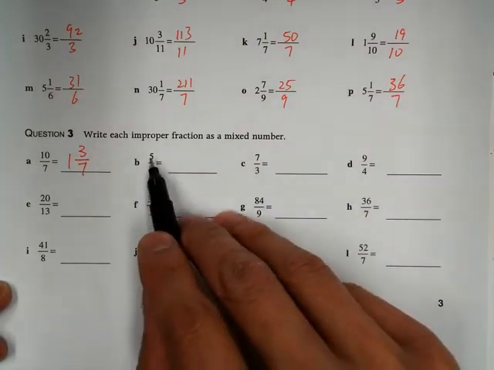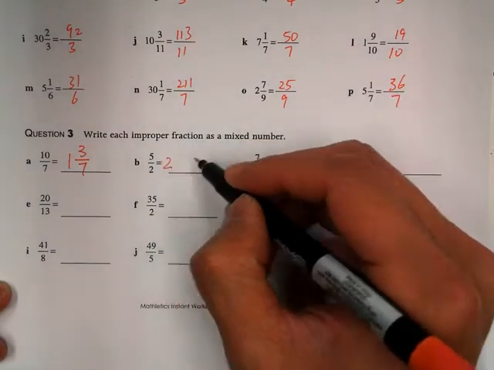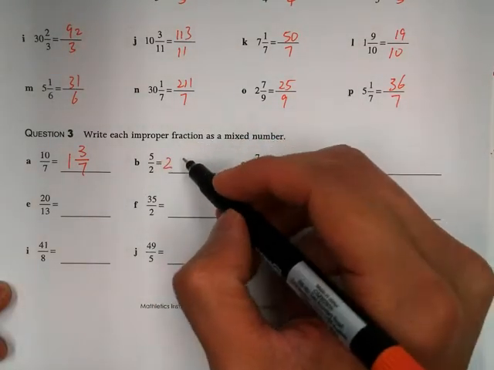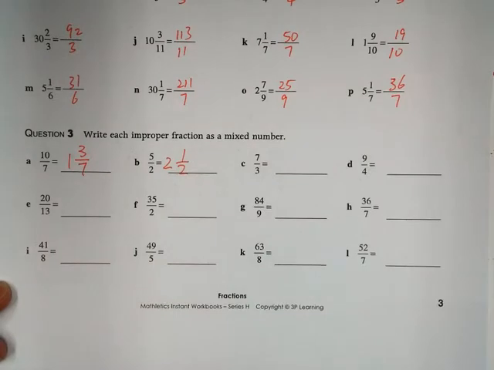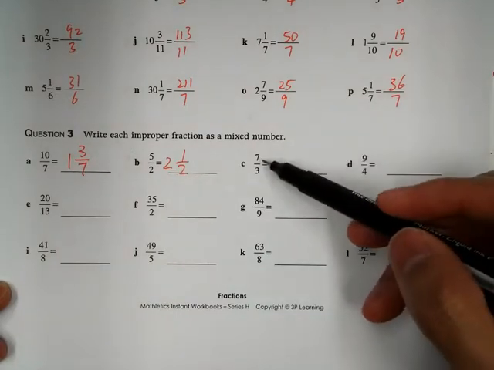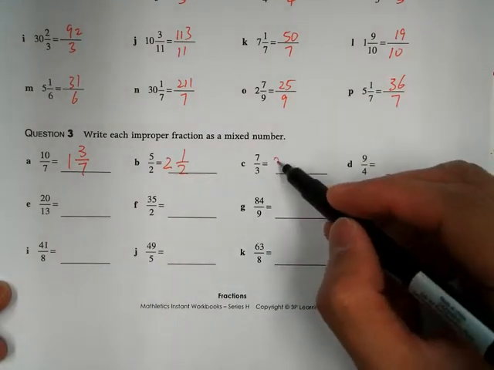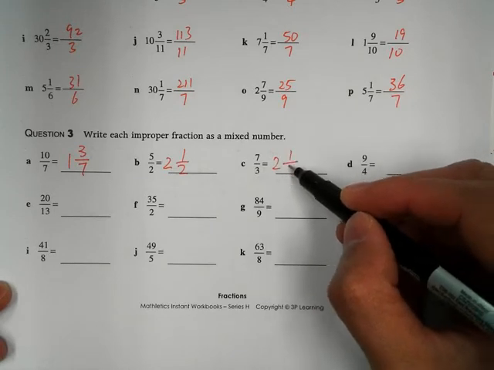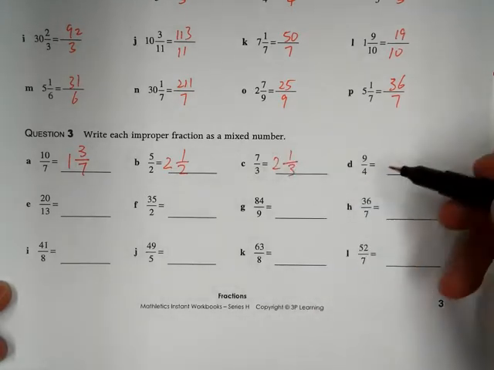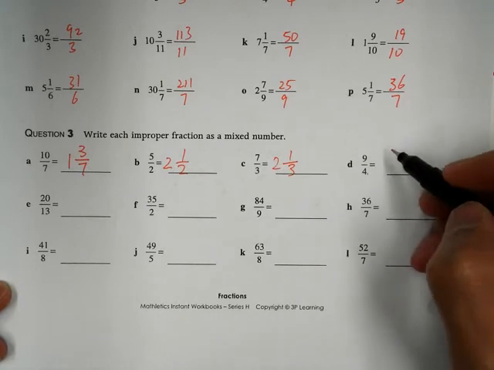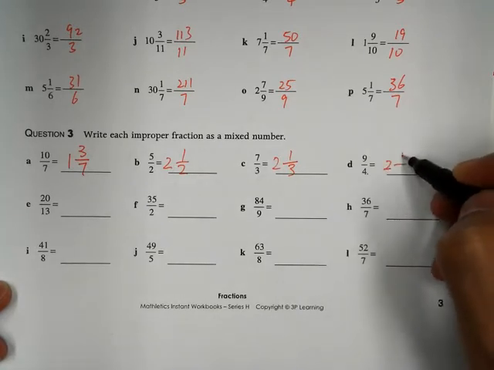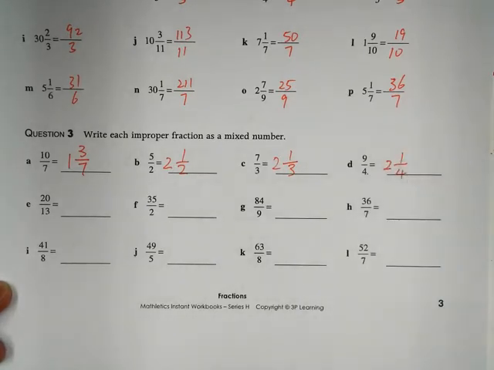How many 2s are there in 5? There are 2 twos in 5, and 1 left, we remain the denominator. How many 3s are there in 7? There are 2 threes, which is 6, and then remain 1, remainder is 1. How many 4s are there in 9? There are 2 fours in 9, and remain 1, we copy the denominator.